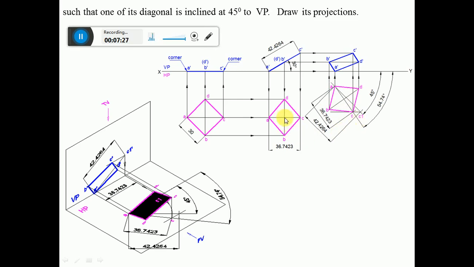Measure the distance from this point to B, and from here you cut an arc on this side, and also from this side you measure this distance here and cut an arc on this side. So name them.